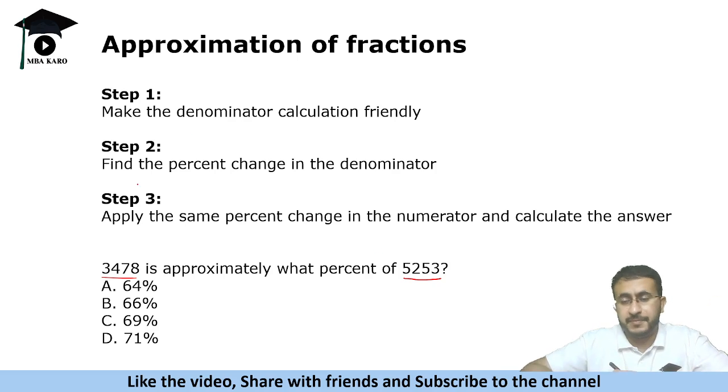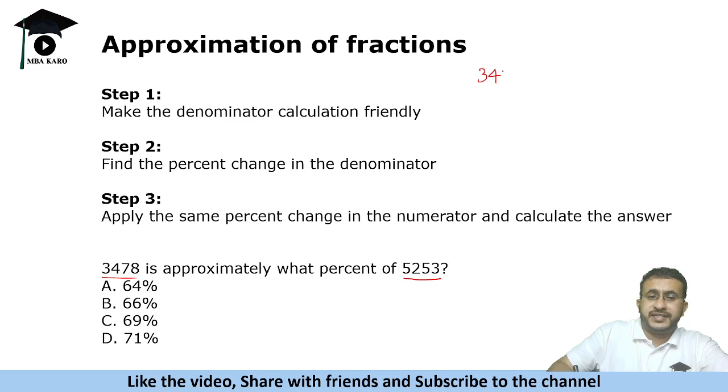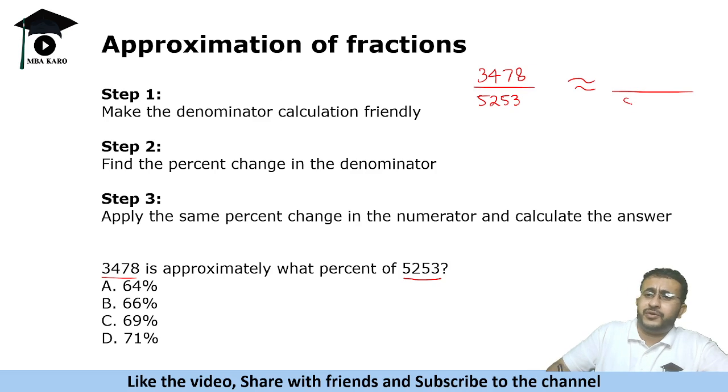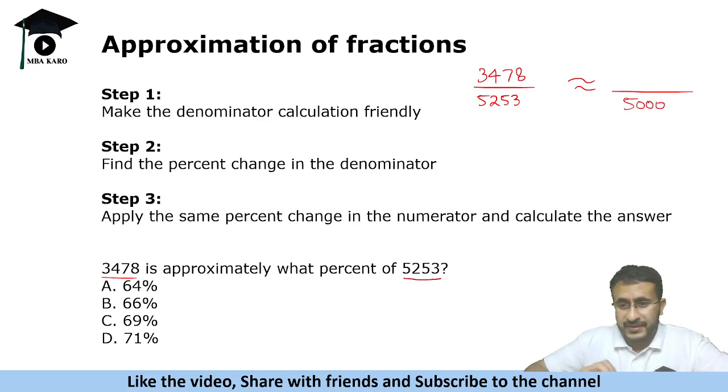Okay, so learn the step-by-step technique. First technique is make the denominator calculation friendly. Okay, suppose we need to find 3478 upon 5253. I do not know the table of 5253. I'm not going to divide by 5253 by any means. Now, do you know the table of 5? Yes, everyone knows it, right? Even a small kid can tell the table of 5. So what I do, I'll make it 5,000. Yes, step 1 done. Very simple. Calculation friendly denominator. Like 5 is a calculation friendly denominator.